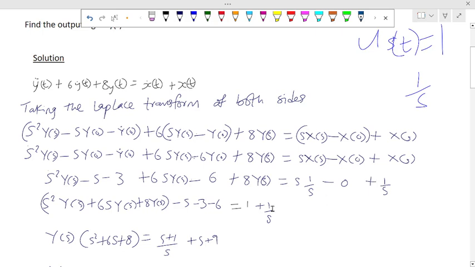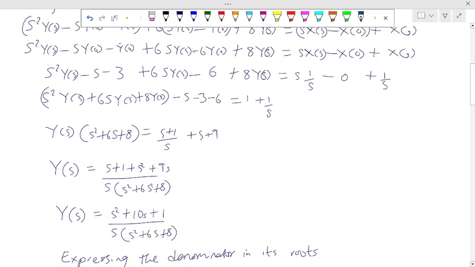Are we following so far? So, with that being said, we can factor out y of s. So what will be left inside is what? S squared, 6s, 8. Okay? And then this guy crosses to the other side, becomes plus s. These two give us minus 9. Minus 9 crosses to the other side, gives you what? Plus 9. Okay? So we've gone far.